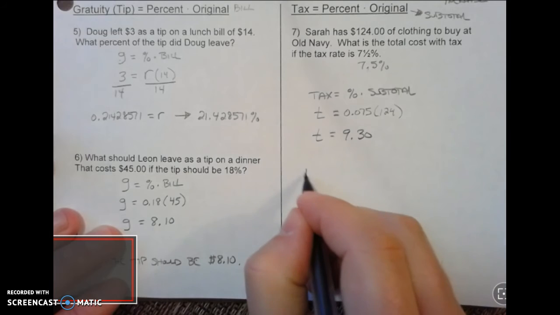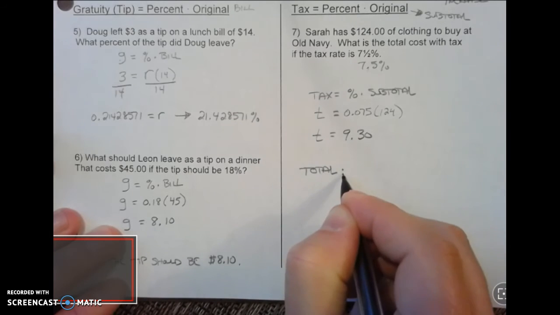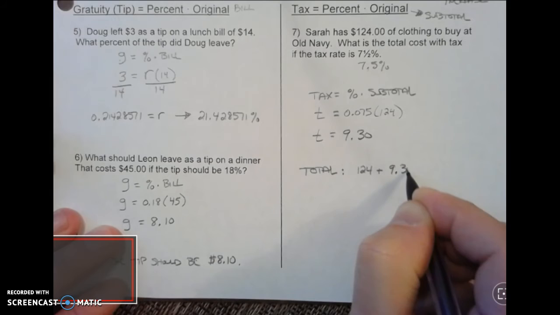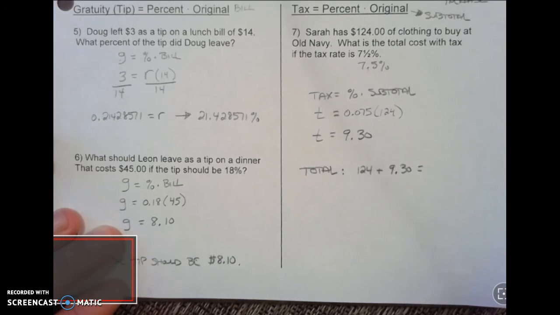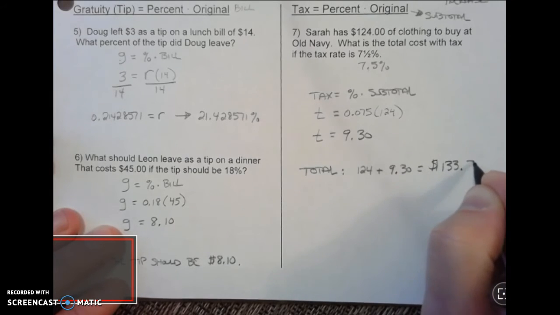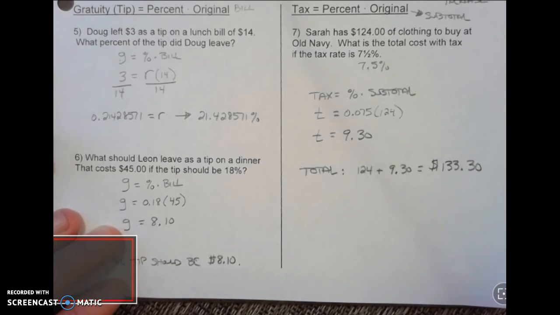What you need to do now in order to find the total is you take the subtotal of $124 and you add on the tax to figure out the total you would pay at the register. And that's going to leave us with a total of $133.30.